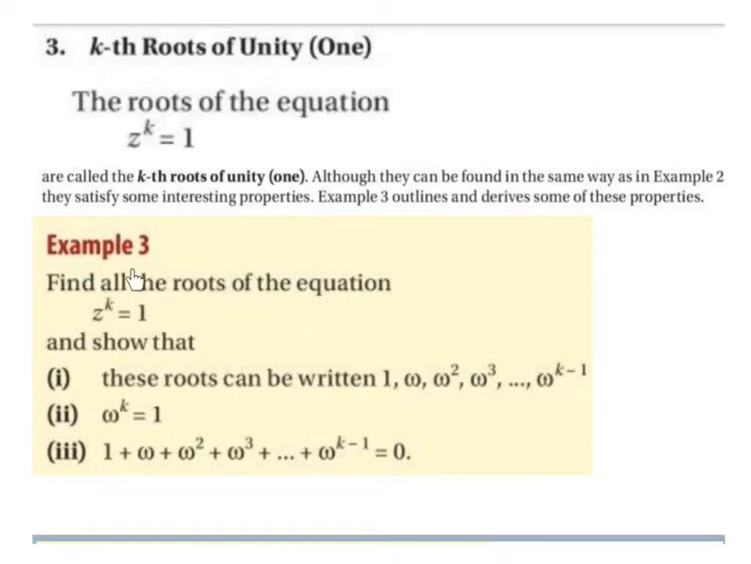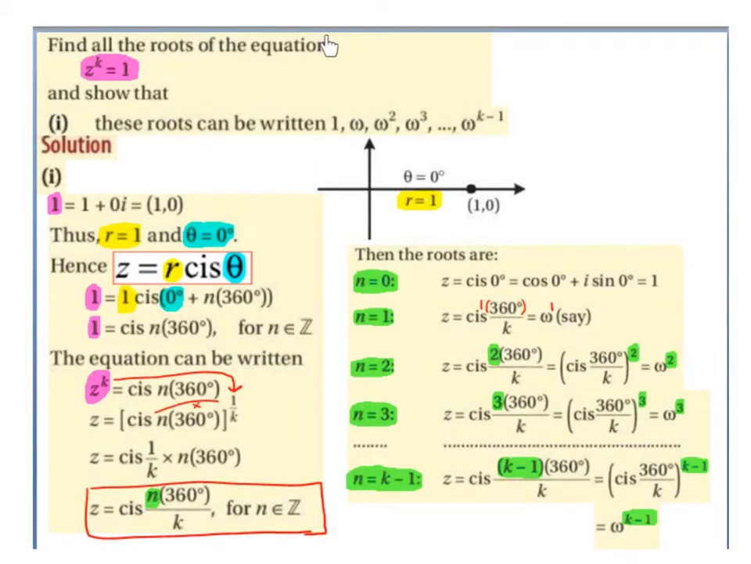Example 3: find all the roots of the equation z to the power k equals 1 and show that these roots can be written as 1, w, w squared, w cubed, ..., w to the power k minus 1, that w to the power k is equal to 1, and that 1 plus w plus w squared plus w cubed plus ... plus w to the power k minus 1 is equal to 0. Example: find all the roots of the equation z to the power k equals 1 and show that these roots can be written as 1, w, w squared, w cubed, ..., w to the power k minus 1.